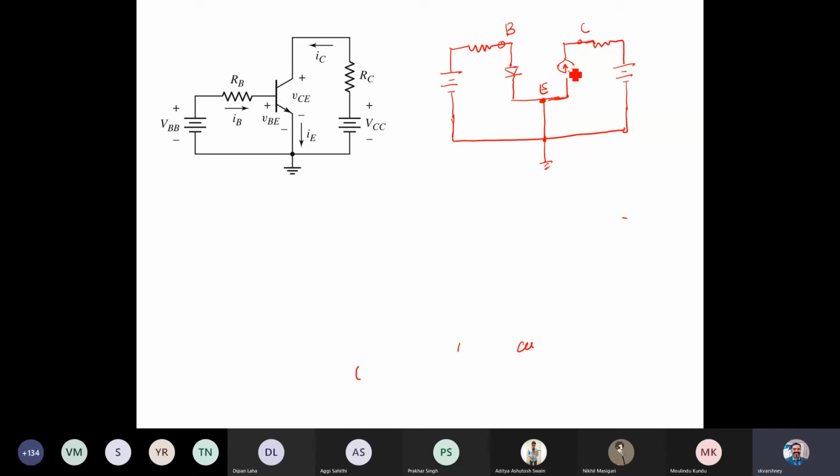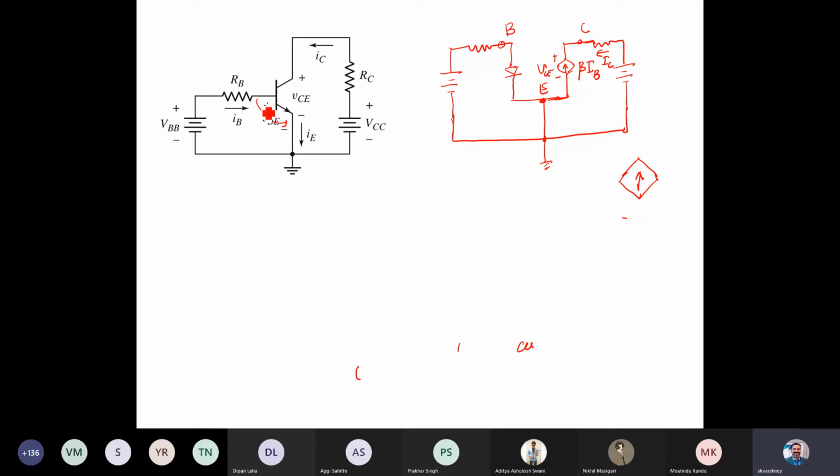This is a symbol I have drawn, basically with a current, so current gain. This collector current is beta IB, where beta is the common emitter current gain, and the input signal is given into the base terminal. That's the reason this beta IB is the IC flowing through the circuit, and you're taking the voltage across it. It means we are taking VC.